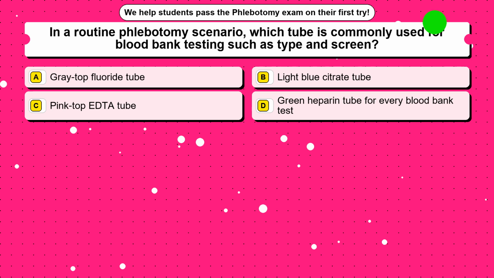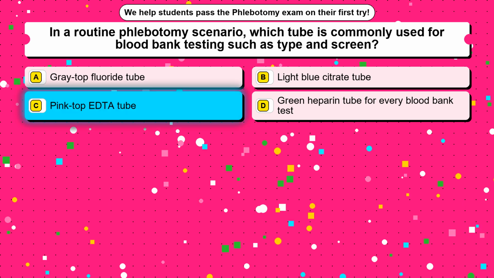Question 51. In a routine phlebotomy scenario, which tube is commonly used for blood bank testing such as type and screen? Option A, gray top fluoride tube. Option B, light blue citrate tube. Option C, pink top EDTA tube. Option D, green heparin tube for every blood bank test. The correct answer is option C, pink top EDTA tube.